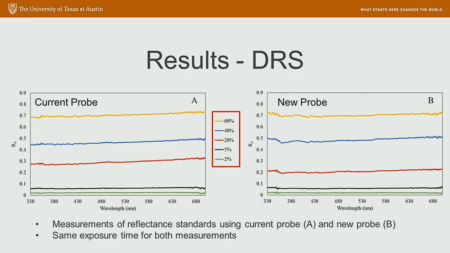So this first set of results here is for the diffuse reflectance spectroscopy data collection. So these are measurements taken on reflectance standards. On the left here is data from the current probe. On the right is the data from the new probe. You'll see this trend in the next slides. So these are measurements taken on calibrated reflectance standards with a relatively flat spectral profile. So as you can see, measurements from both probes are in pretty good agreement, and the spectra collected are relatively flat. So that's good.